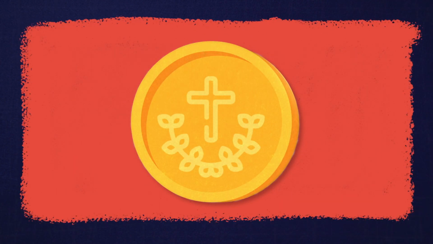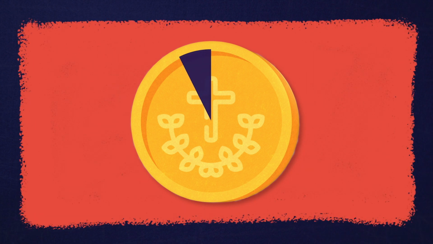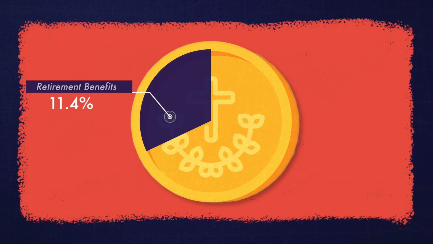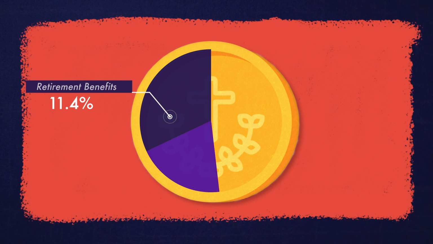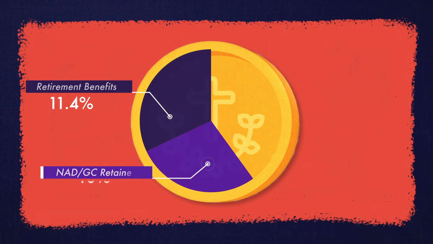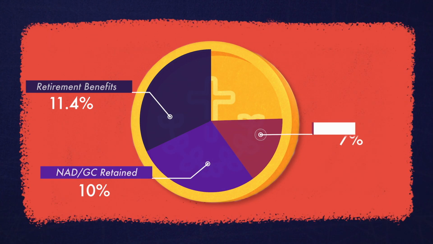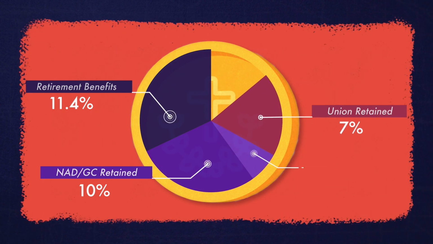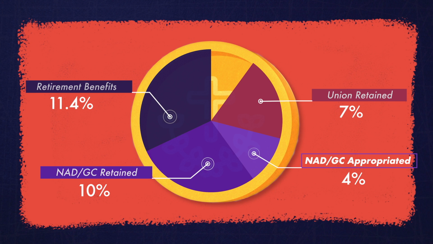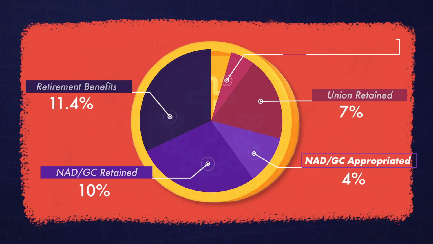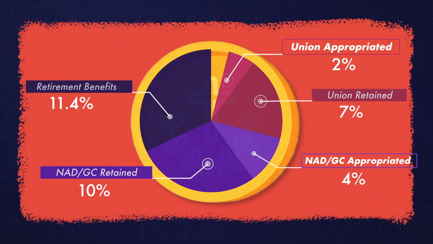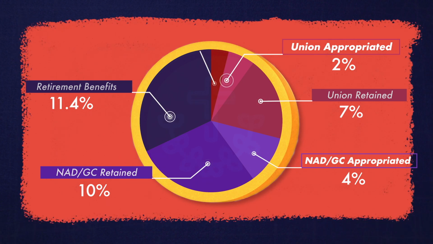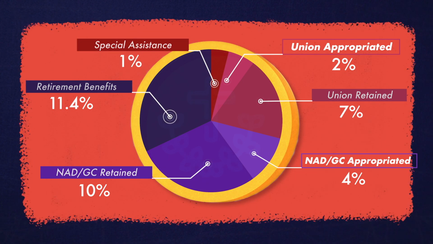Here's where the money that doesn't stay at the local conferences goes. 11.4% goes to the retirement benefits for church employees. The NAD and GC retain about 10% combined. The union retains about 7%. About 4% is appropriated back to the local system from the GC and NAD. About 2% is appropriated back into the ecosystem for the union. And almost 1% is appropriated for those conferences eligible for special assistance.